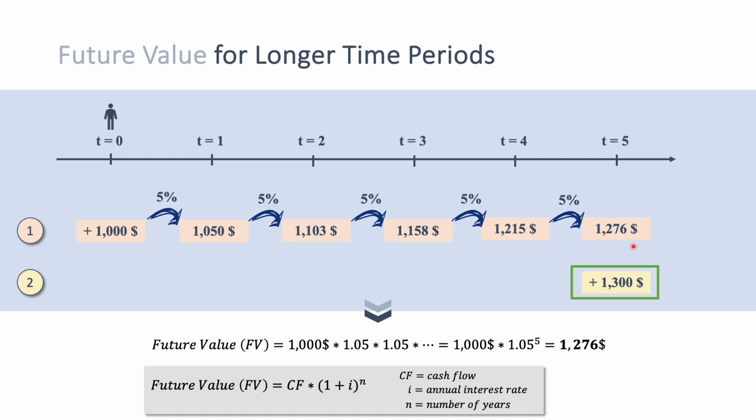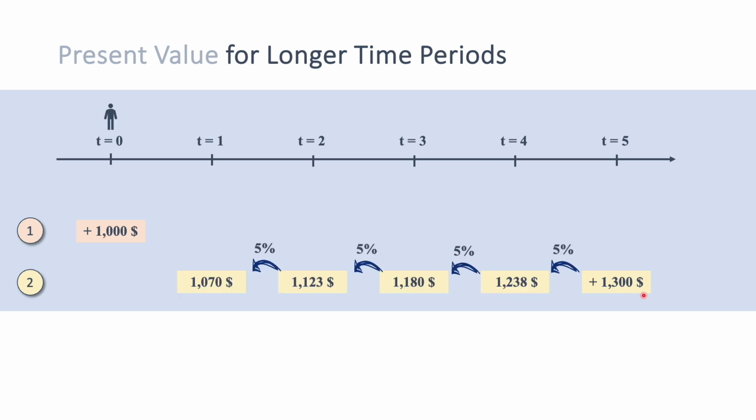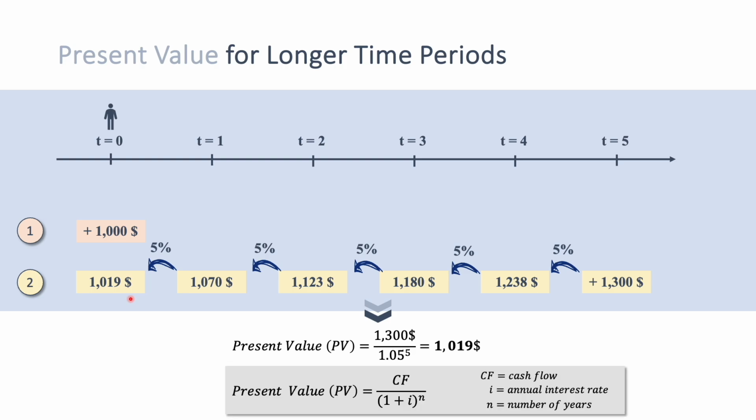Again, we can also look at the same decision problem by going back in time and discounting the $1,300 to its present value. To do that, we calculate the present value of $1,300 received in year 5 by dividing 1,300 by 1 plus the interest rate to the power of 5. Doing that, we get the present value of approximately $1,019. This is the value of our future $1,300 in the present.